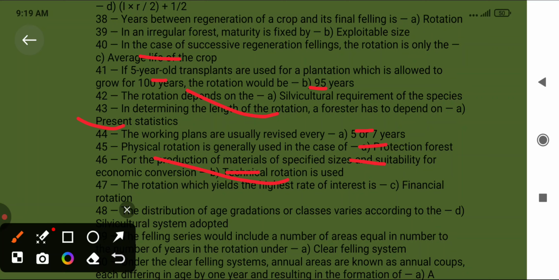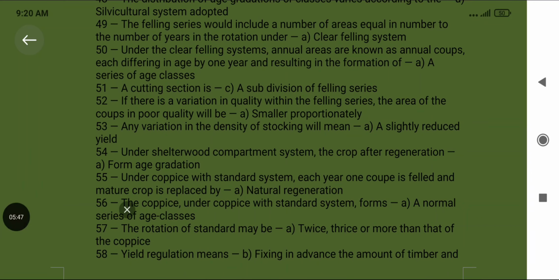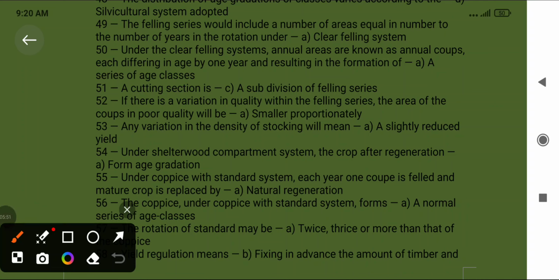The distribution of age gradation or classes varies according to the sustained silviculture system adopted. The felling series would be increased in number of areas equal to the number of years in the rotation under the clear felling system. Under the clear felling system, annual areas are known as annual coupes. Each difference is by 1 year, resulting in the formation of a series of age gradation. And a cutting section is a subdivision of the felling series.